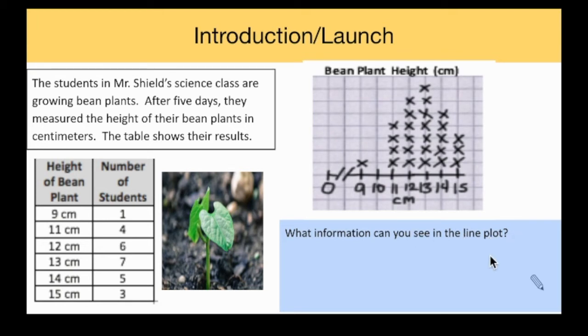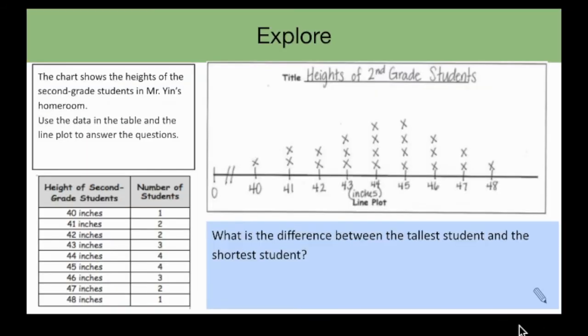Well, to answer the question in the blue box, the information in the line plot is displaying the data shown in the chart on the left. I am also noticing these 2 little hash marks, which means that there is no data between 0 and 9. And when I look at the data table, it is true. The data starts from 9 centimeters. So the line plot is displaying the information in the chart. We can see here 9 centimeters has 1 student, just like in the table. 11 centimeters has 4, and 10 is left blank, right? There were no bean plants that had 10 centimeters of height.